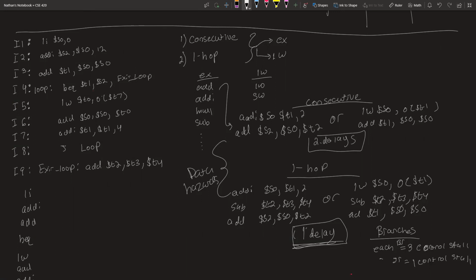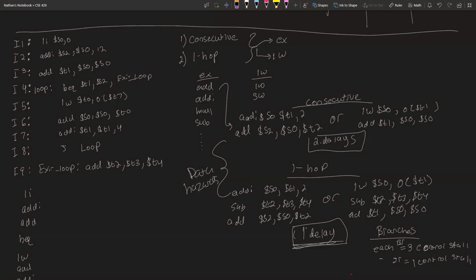Like, first, we would understand that there are two types of hazards, how we can find in these instructions. So first would be a consecutive, and the other one's a one hop. And these come in two flavors. They come in execute and load word. Now, execute and load word are just in respect to the types of instructions that may happen.